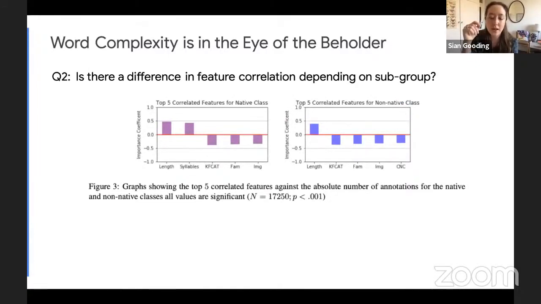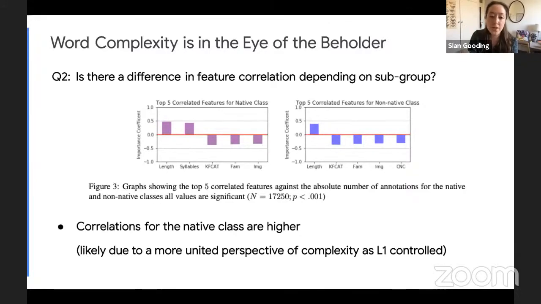But with the native and non-native groups, there were three findings that I think were interesting. The first one was that the correlations for the native class were higher. This isn't surprising because in the native class, the first language has been controlled for. One thing that I'm really interested in looking into, and it would have been nice to look into it here, but we didn't have the demographic information, is the extent to which first language impacts your view of complexity, because subsequent work that I've done shows there's quite a significant effect there. So the correlations are higher for the native class, but it will probably be because that L1 has been controlled for.